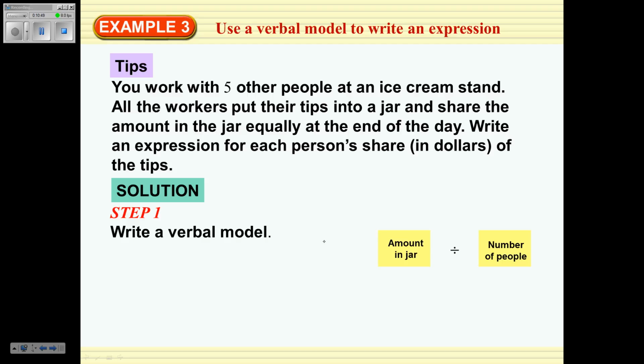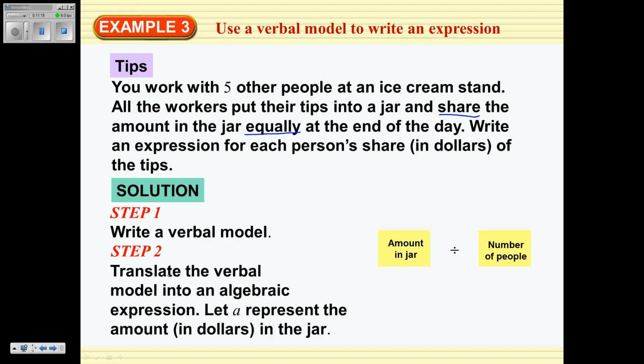Now, I know this is really simple, but I'm just giving it to you because in your homework assignment, they're going to ask you to write a verbal model first and then write an expression. So once we know the verbal model, the amount in jar divided equally. It even says they're going to share, which means divide, the amount equally at the end of the day. So the amount in jar, translate the verbal model into an algebraic expression.